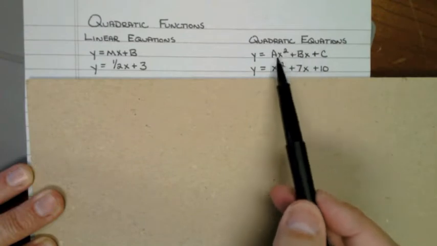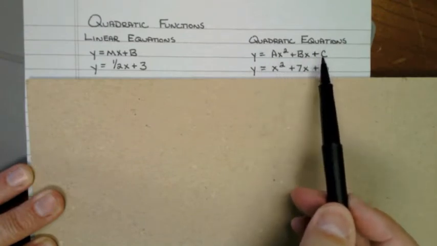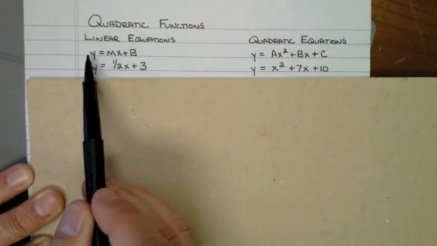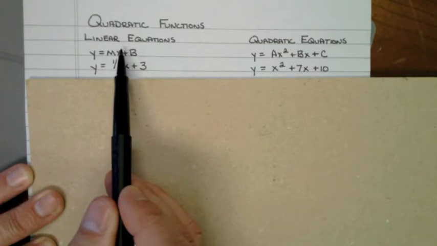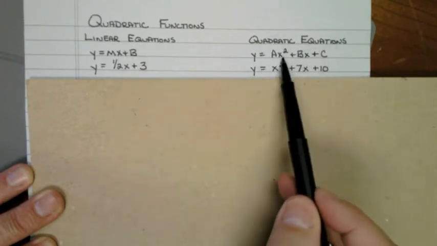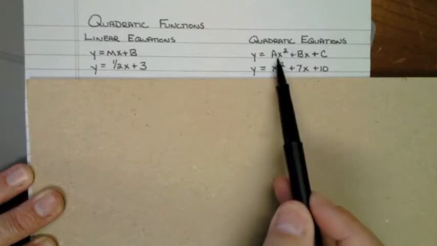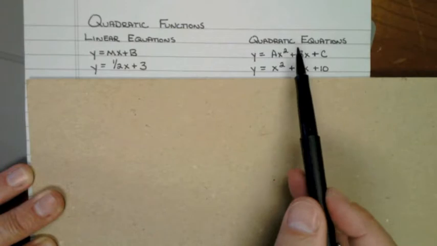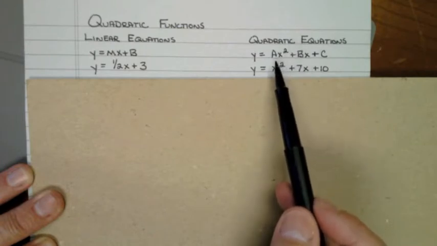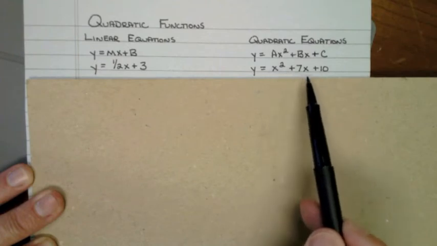Quadratic equations also have a formula. Here's what the formula for a quadratic equation looks like. Remember, a linear equation has an exponent of 1 that we can't see right there. Quadratic equations are always going to have an exponent of 2. Numbers go in these spots right here, and they change what the quadratic looks like once you graph it. Here's an example of a quadratic equation.